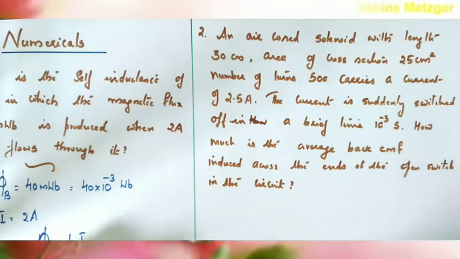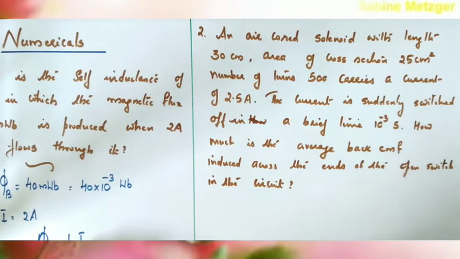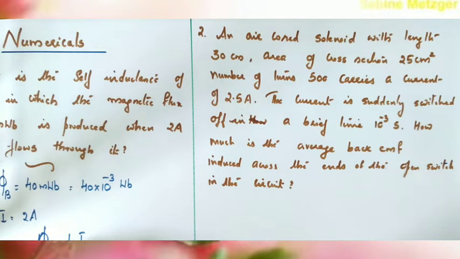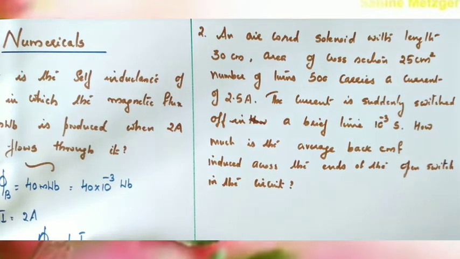Now next question: an air-cored solenoid with length 30 centimeter, area of cross section 25 centimeter square, number of turns 500, carrying a current of 2.5 ampere. The current is suddenly switched off in a brief time of 10 raised to minus 3 seconds. How much is the average back EMF induced across the ends of the open switch in the circuit? Back EMF is the induced EMF.